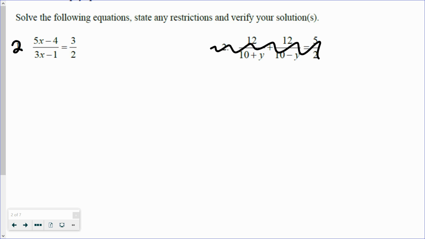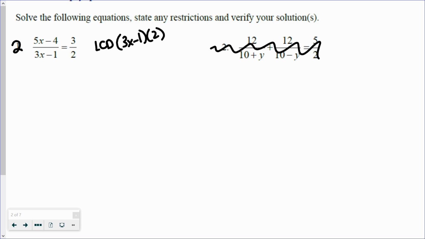So we have 2 denominators. We have a denominator of 3x minus 1, and we have a denominator of 2. So our lowest common denominator is going to be equal to 3x minus 1 multiplied by 2. And I'm going to leave it factored out like that because it makes things nice and easy to cancel and to kind of see as we cancel.